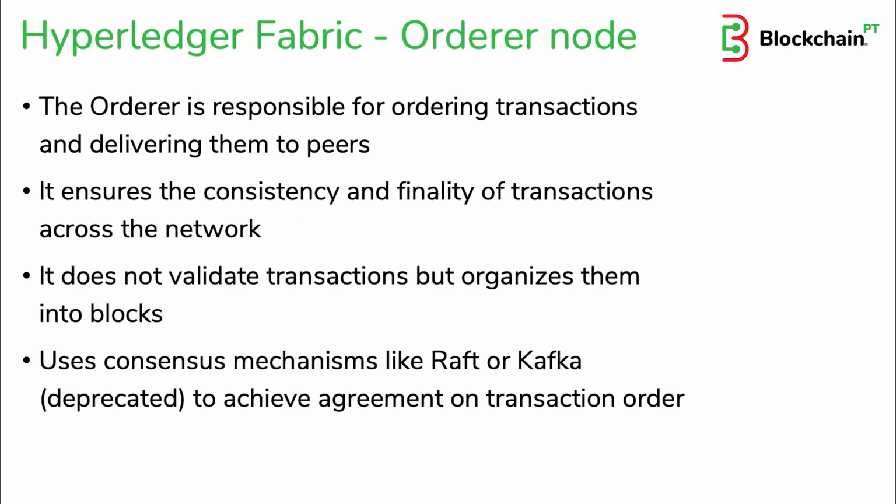Hyperledger Fabric. Orderer node. In Hyperledger Fabric, the orderer is responsible for ordering transactions and delivering them to peers. It ensures the consistency and finality of transactions across the network, organizing transactions into blocks for further validation.